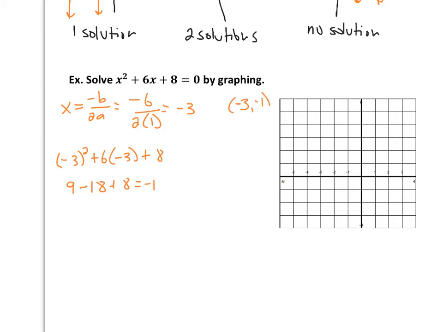Right, so let me plot that point. Negative 3, negative 1. So we are right there. My a value is positive. This is going to point up. So since my vertex is below and it points up, I know I'm going to have two solutions here. My vertex is not on the x-axis. So now I need to find that next point so I can see where this crosses that x-axis.